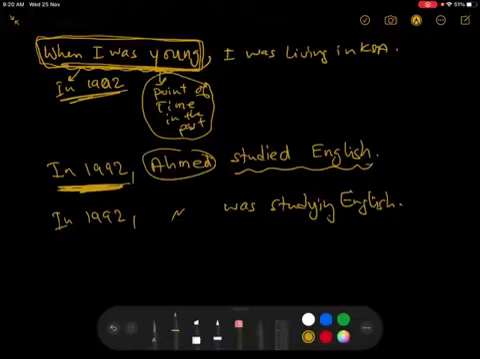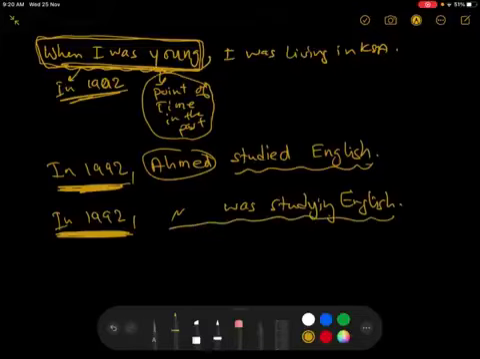English. Here I want to say that the action of studying English was continuous during this period of time, 1992. In 1992, at this point of time, there was an action happening, which is Ahmed was studying English. That's a very important point to differentiate between the use of past continuous and past simple. Okay?